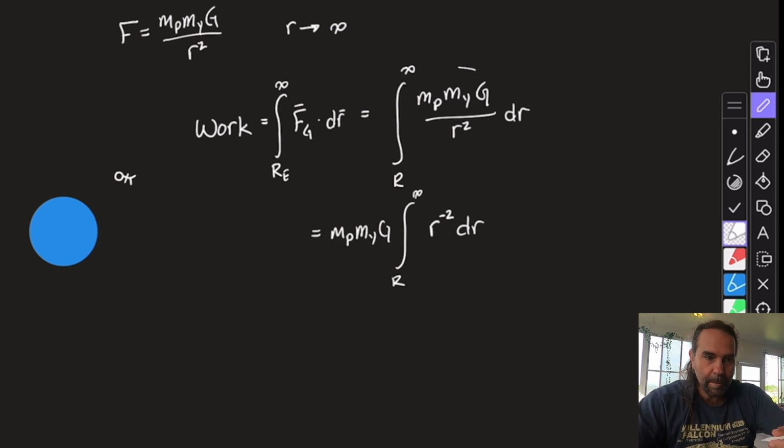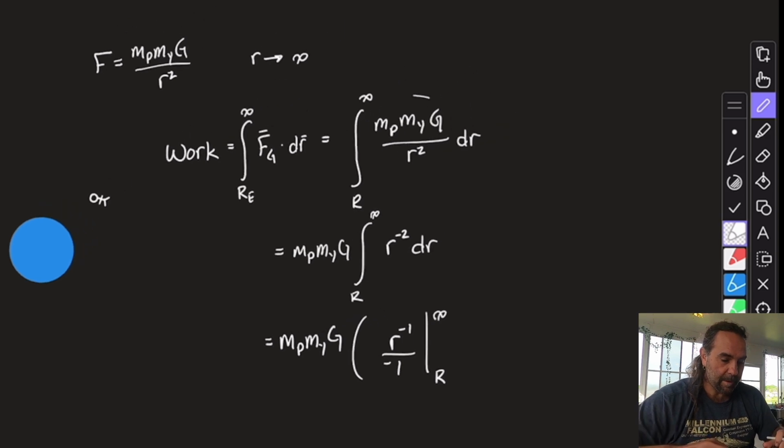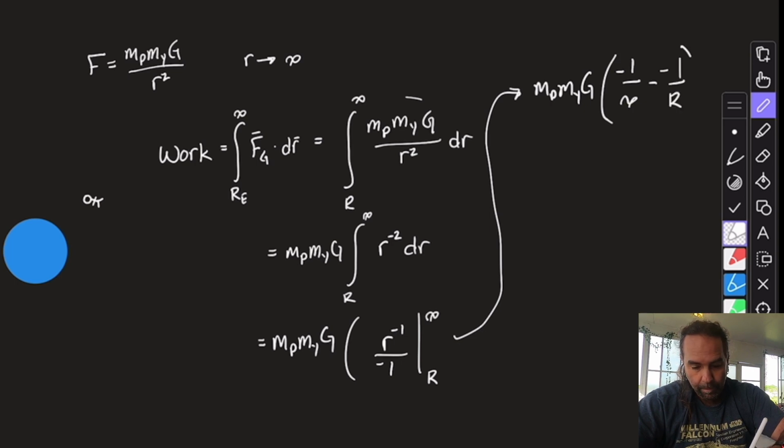So when we use the polynomial rule, we will get, well, first mp, mu, g. Okay, we're taking the antiderivative. So we add 1 to the exponent, so it's now r to the negative 1, and we divide by the new exponent, so we divide by negative 1, and we evaluate this from r to infinity. How do we evaluate it from r to infinity? Well, it's not actually as hard as it sounds. Let's take this over here. We're going to go mp, mu, g, and this will be negative 1 over infinity minus negative 1 over r.